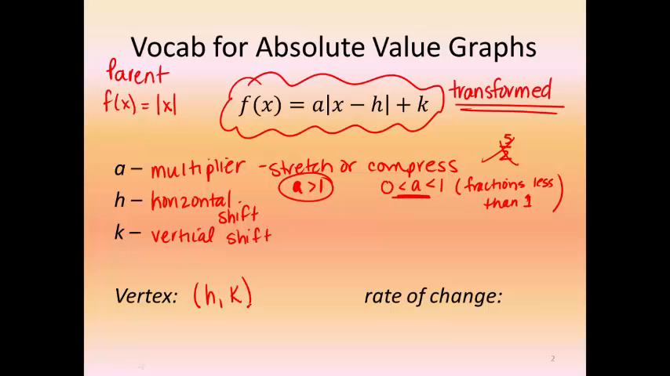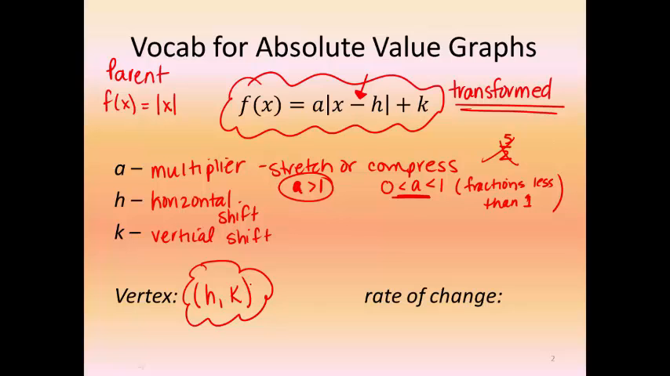Now I want to point out something very important. There is a negative sign built into this equation. The negative sign is built in. So when we look at these later on with our examples, it's not that I'm taking the opposite of H, it's just that the negative sign is built in there to begin with. The K is a plus a number, so that one, I'm just taking the number right out of it.